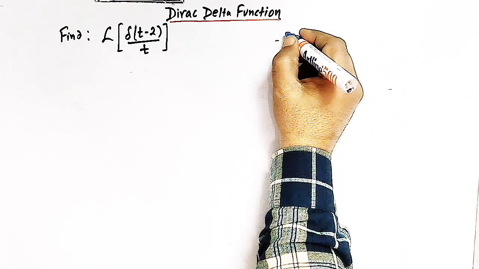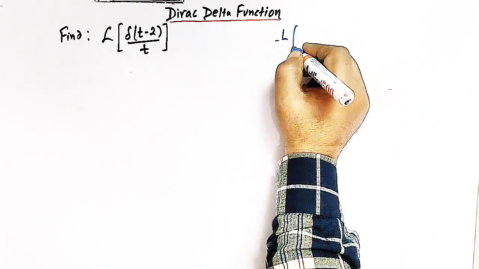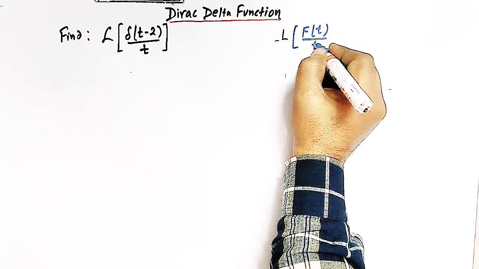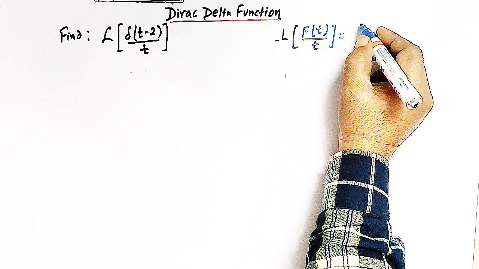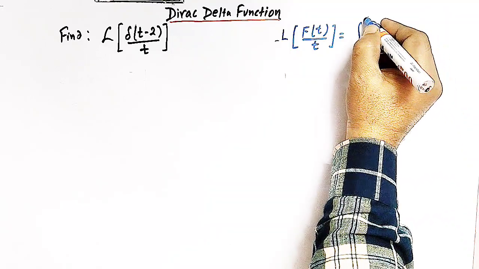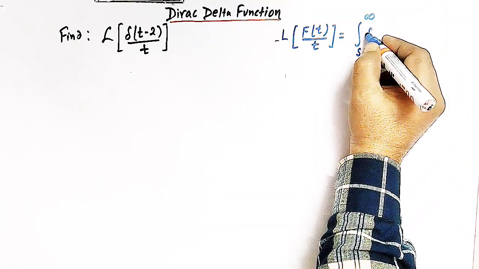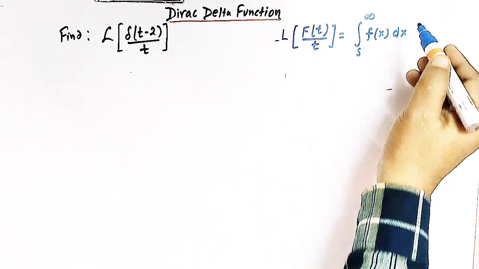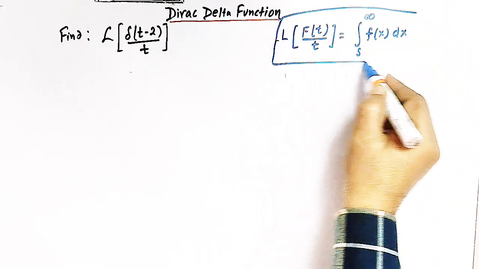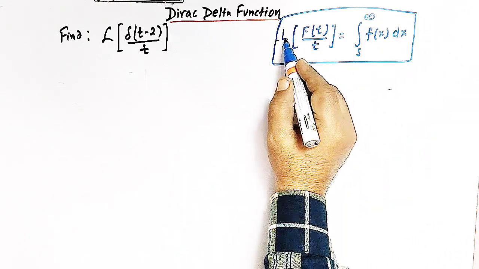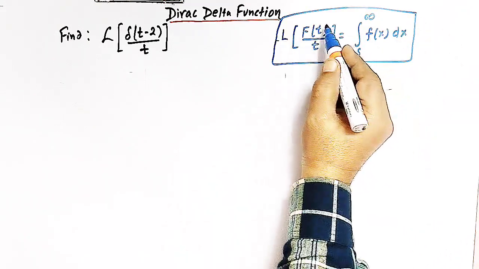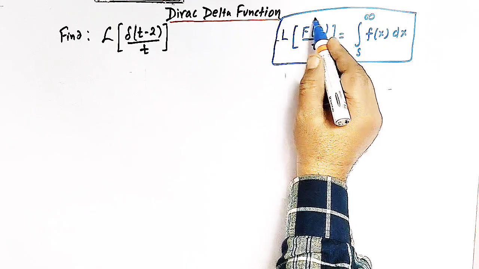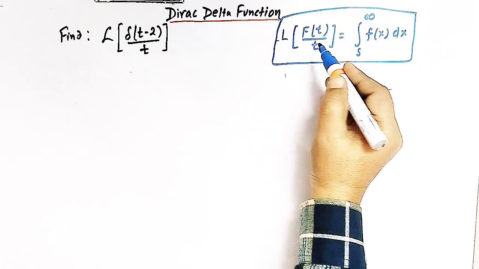The property says that the Laplace transform of a function f(t) divided by t is given by the integral from s to infinity of F(x) dx. So this is an important property of the Laplace transform, where we have the Laplace transform of a function f(t) divided by t. That's why this is called division by t.